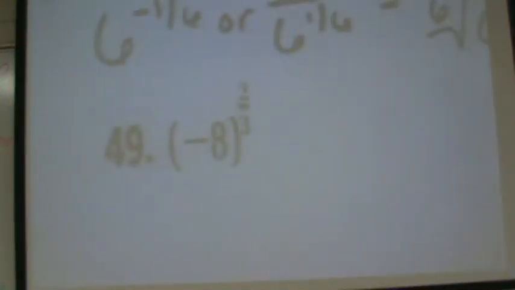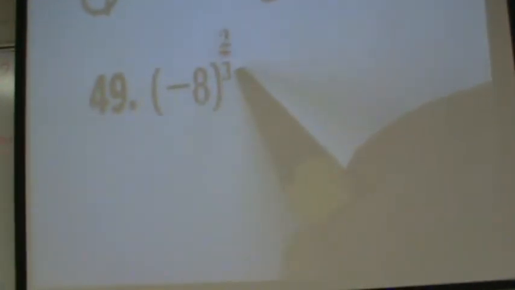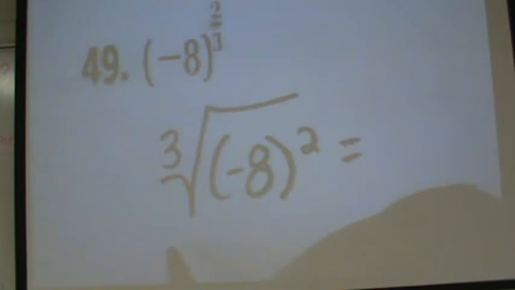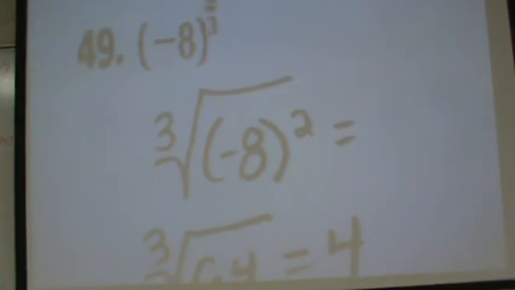Number 49, you've got negative 8. And this is going to be the same answer, it's going to be 4, because you're squaring that. So you're going to have the cube root of negative 8 squared. So it's going to be the cube root of 64, which is 4.